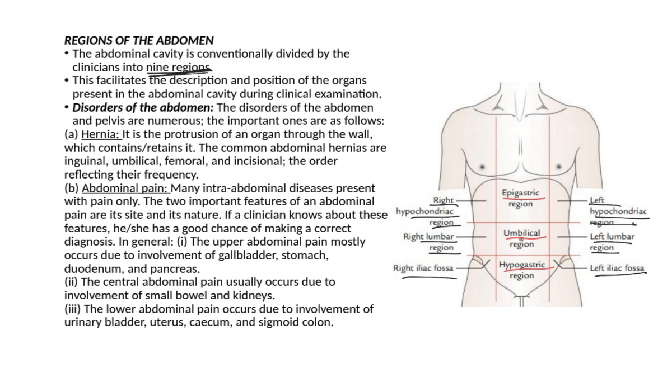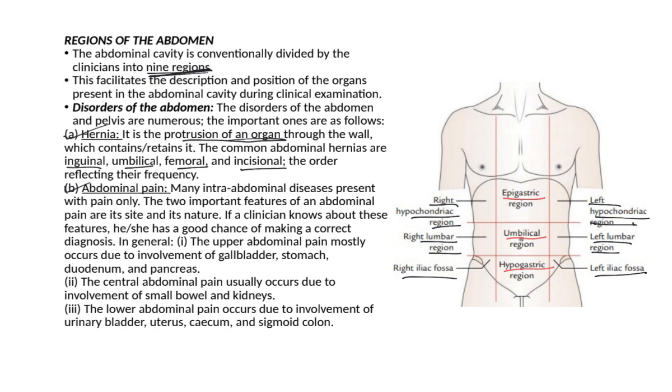Disorders of the abdomen. The disorders of the abdomen and pelvis are numerous. The important ones are, first is hernia and abdominal pain. Hernia is a protrusion of the organ through the wall which contains or retains it. The common abdominal hernias are inguinal hernia, umbilical hernia, femoral hernia and incisional hernia. Next disorder of the abdomen is abdominal pain.